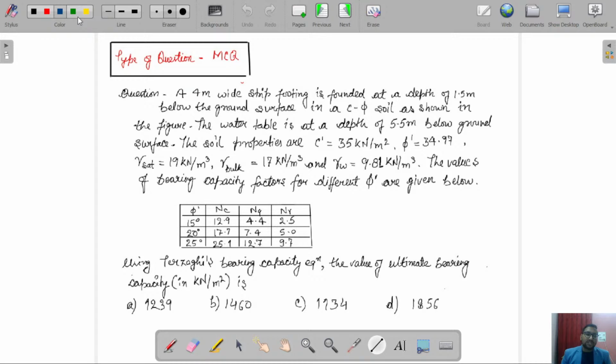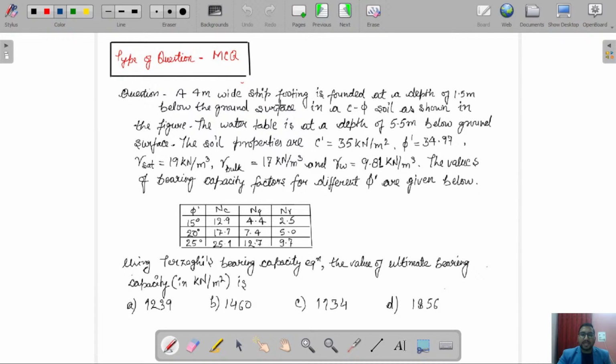Given this relation, what is the type of shear failure Terzaghi has assumed? Terzaghi's assumption was the failure of soil is general shear failure. Right? Now let's read the question.